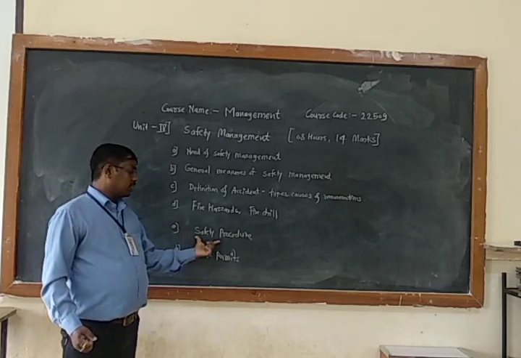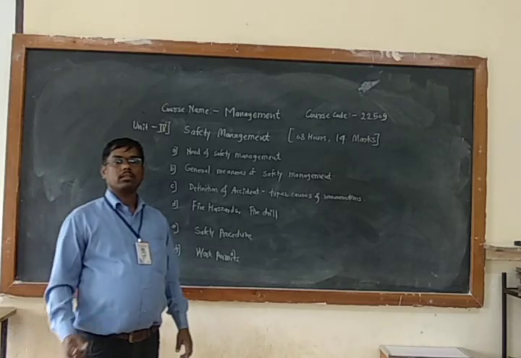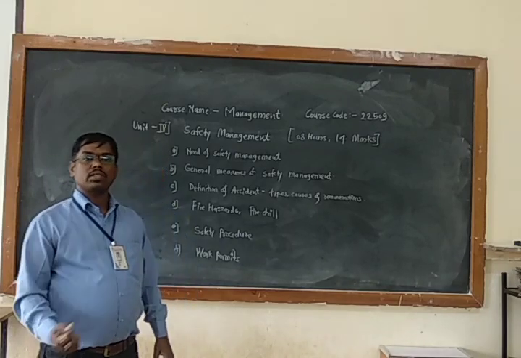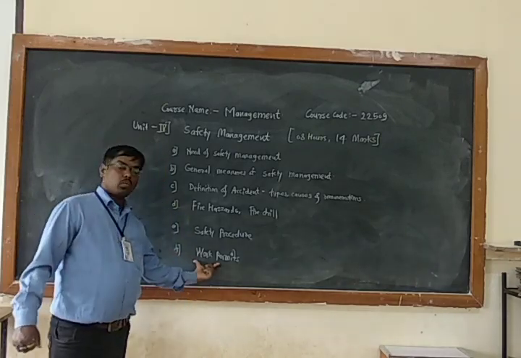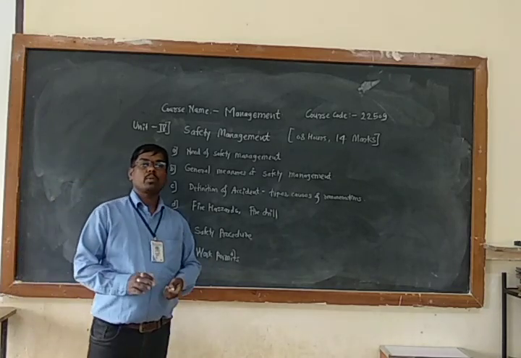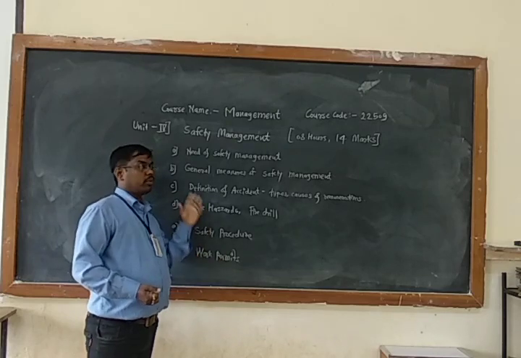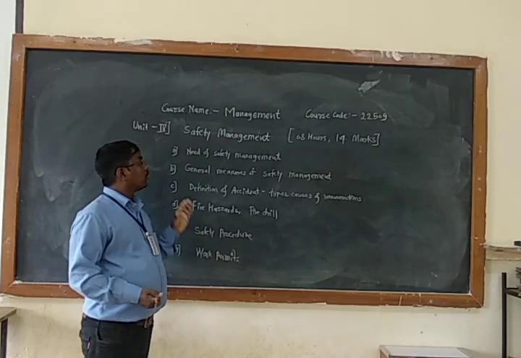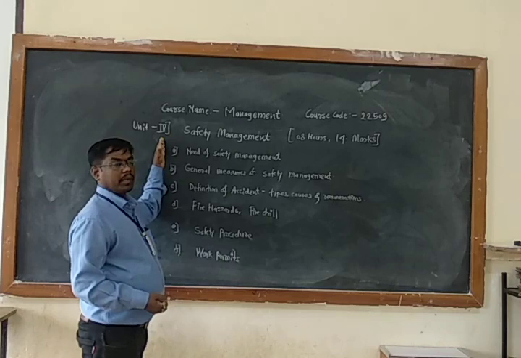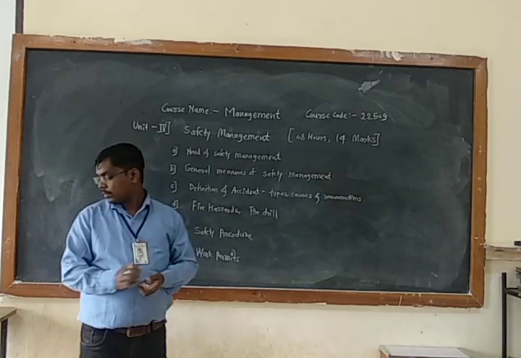The next one is the safety procedures which are generally carried out while the working culture is there. And the last one, that is work permits. What is meant by work permit, how it should be taken and how it should be completed. That is the last topic of this unit number 4. So this is how safety management is carried, with 8 hours of teaching and 14 marks.